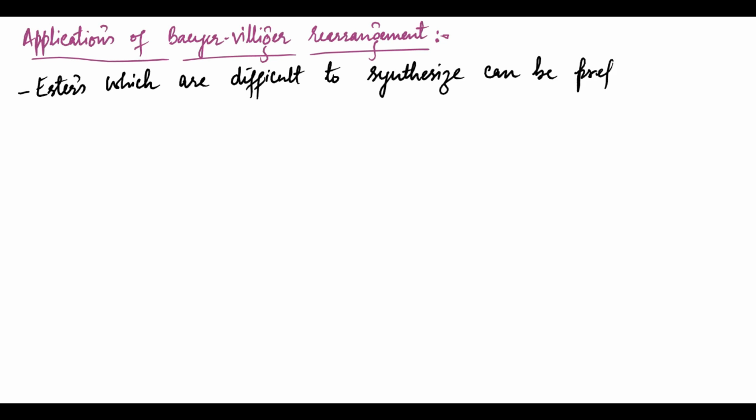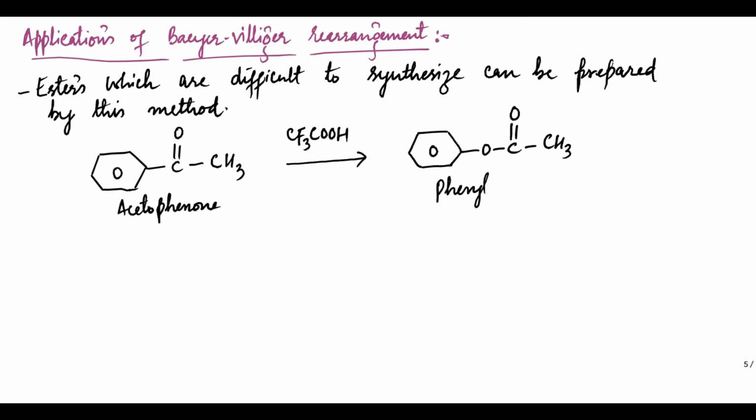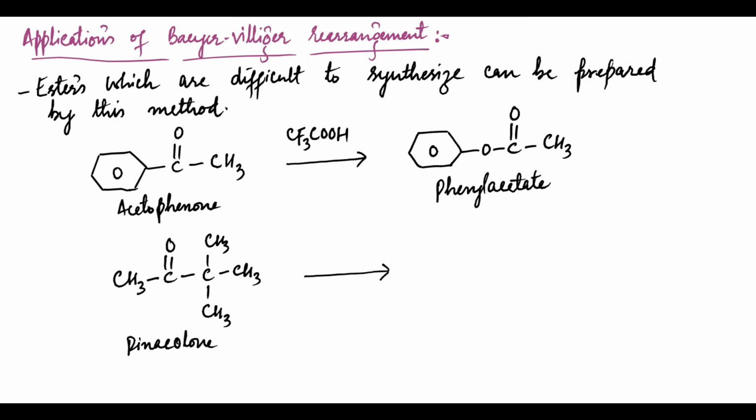Now let us discuss some applications of Baeyer Villiger oxidation. Esters which are difficult to synthesize can be prepared by this method. For example, when acetophenone is treated with peroxyacid, phenyl acetate is obtained. Similarly, pinacolone, on treatment with peracid, is converted into tertiary butyl acetate by migration of tertiary butyl group.